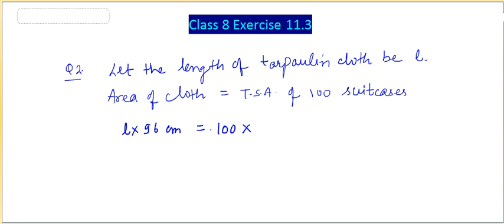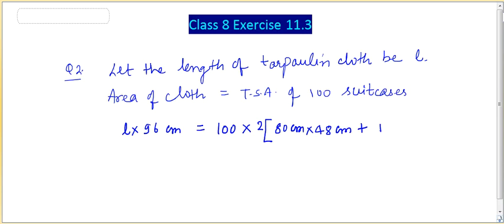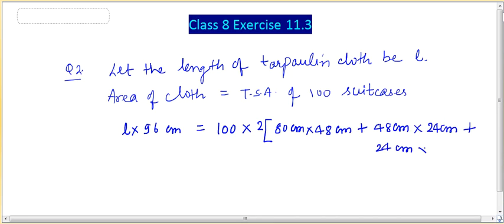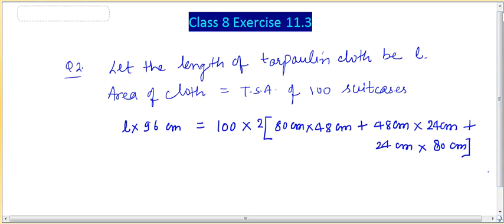You know that this suitcase is of cuboidal shape. So the total surface area of a cuboid is 2 into L into B, that is 80 centimeter into 48 centimeter, then plus 48 centimeter into 24 centimeter plus 24 centimeter into 80 centimeter. So which is this formula? You might be surprised. The formula is 2 into L into B plus B into H plus H into L.